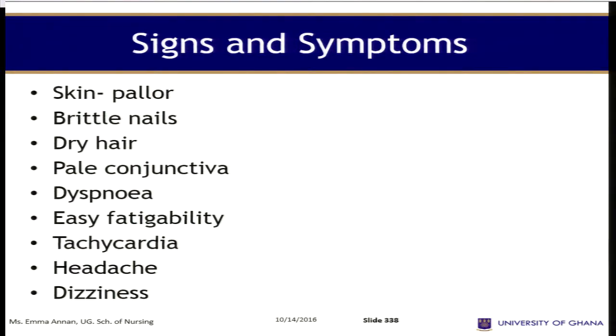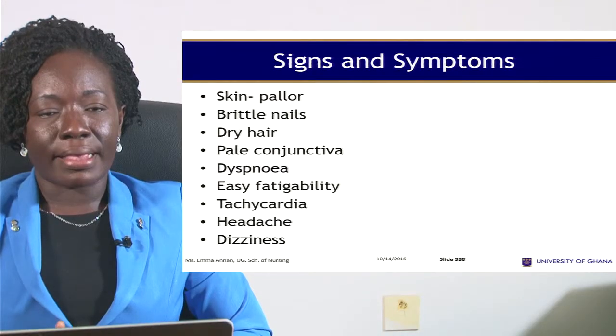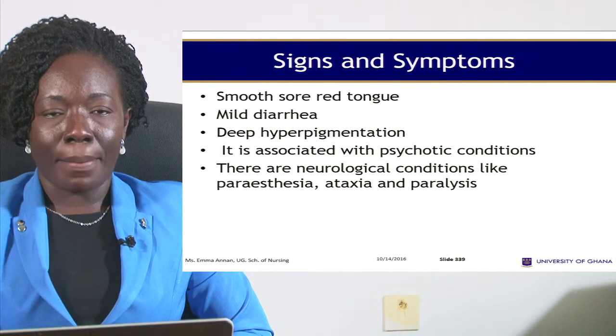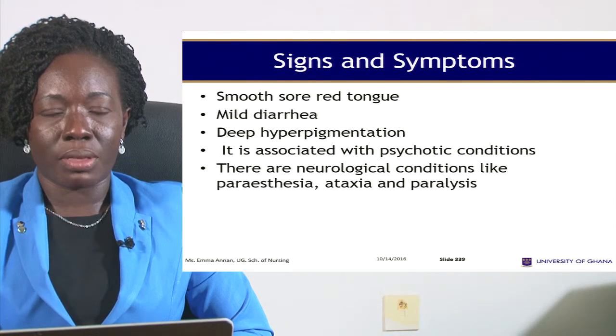So signs and symptoms include the skin becoming pale, the nails becoming brittle, the hair becoming dry, pale conjunctiva, the child has difficulty in breathing, the child easily gets tired, there is tachycardia, headache, and dizziness. All these are part of the signs and symptoms.